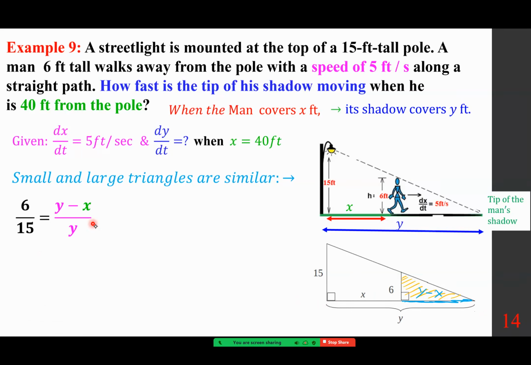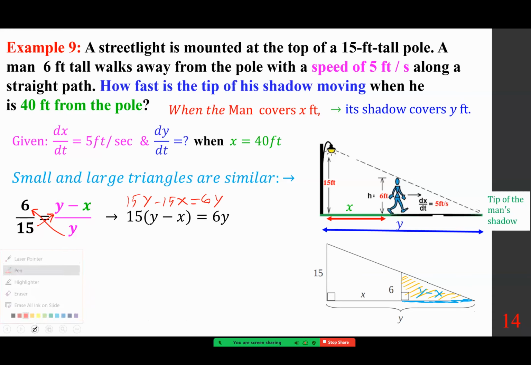We are done. The hardest part is coming up with that equation. So the cross product will do the job. 15 times y minus x equals 6y. And so we have 15y minus 15x equals 6y. As you can see, I can move things around. Moving this one this way becomes negative, and this one this way becomes positive. So 9y equals 15x. I'm going to solve for y, and I get 15 over 9, or 5/3 x.